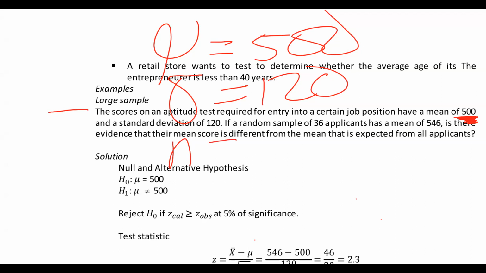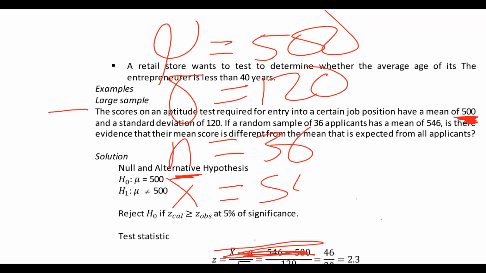So we have our n as 36, that's the sample size. Then what will be our X bar? And you need to know what X bar means. This is a mean. Anyone? 546. So the X bar is the mean that is coming from the sample.